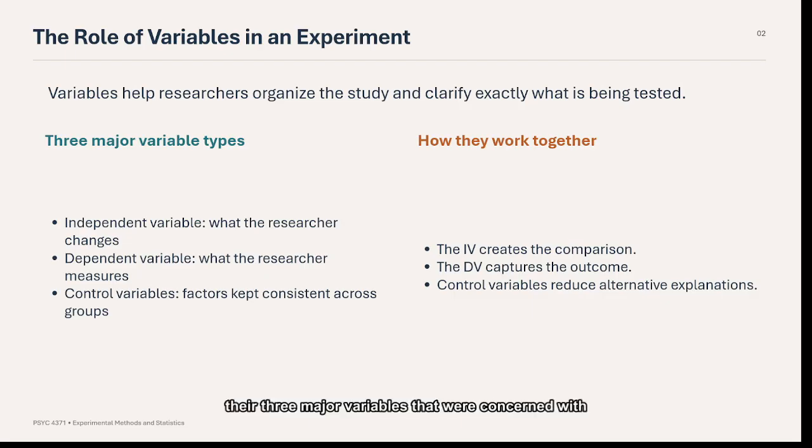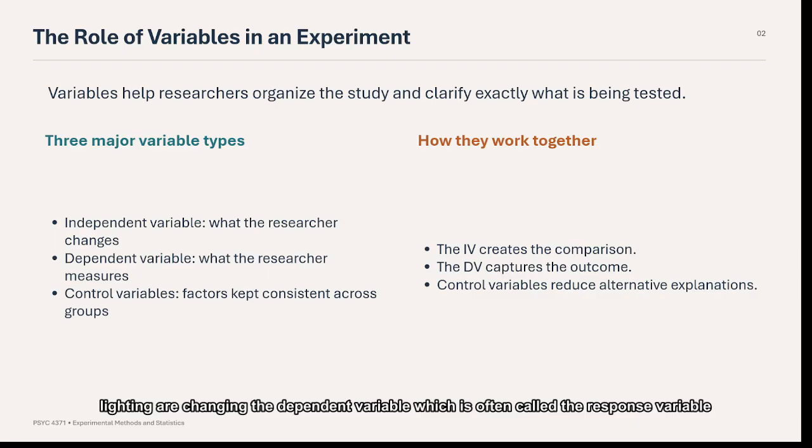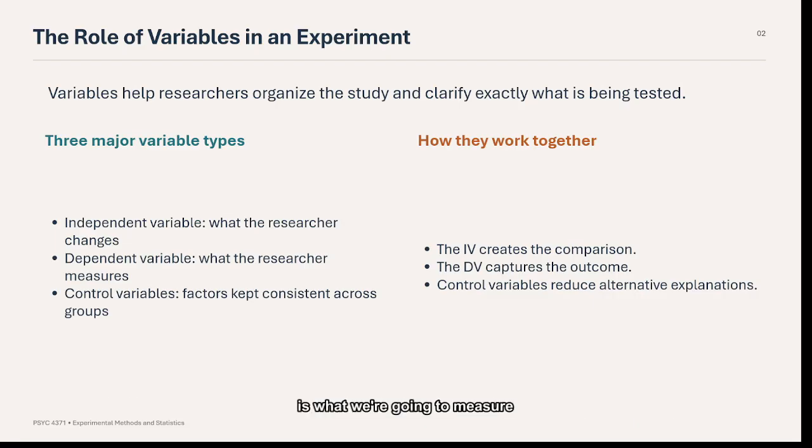There are three major variables that we're concerned with. The independent variable is what you, the researcher, are manipulating or changing. The dependent variable, which is often called the response variable, is what we're going to measure. And then control variables are factors that we keep constant or consistent across groups.